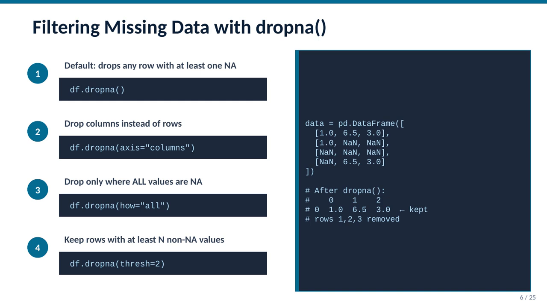Use how equals all to drop only rows that are entirely NA, as this is a missing observation row. Or set thresh to require a minimum number of non-missing values. For example, df.dropna thresh=2 keeps rows with at least 2 non-NA entries. In the example, only the first row remains after the default drop.